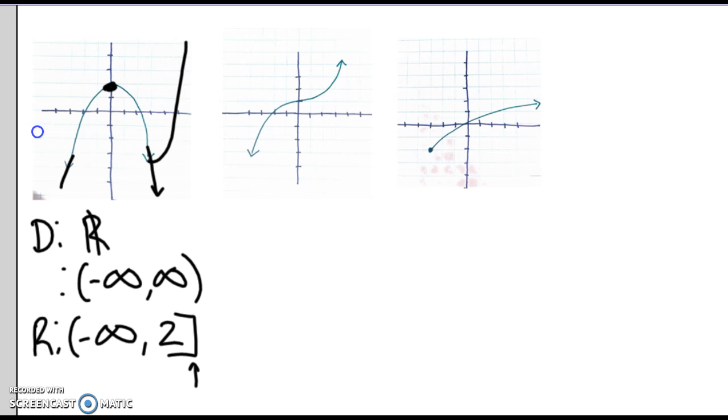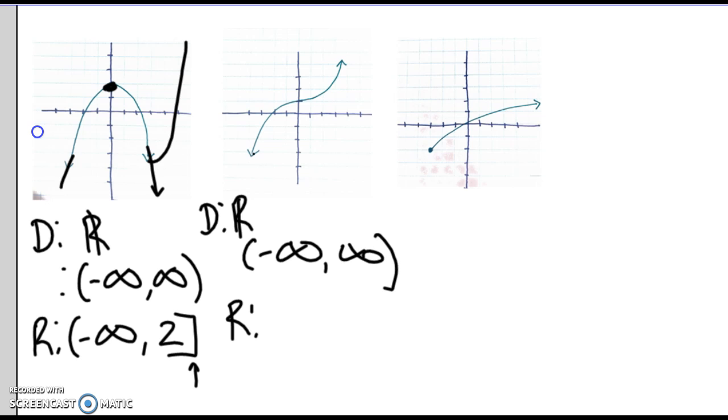So let's take a look at the second graph. The domain. Can x be any number? You got it. So the domain is all real numbers, or it can be written as from negative infinity to infinity. The range, is there a limit to the range, or can it be any number? It could be any number, so again, all real numbers, or negative infinity to infinity.